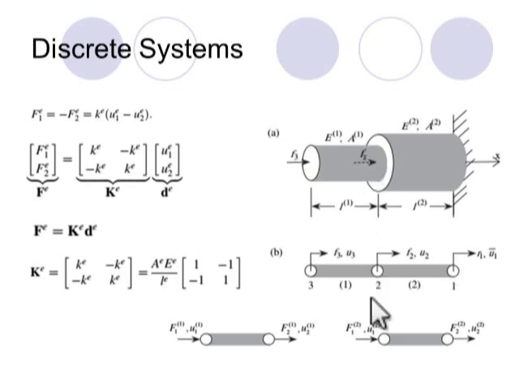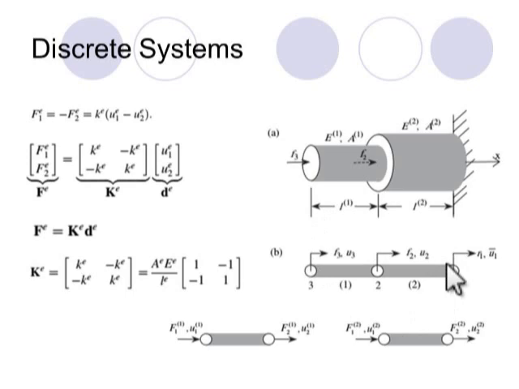The middle node is 2, and the left node is 3. So if I look at the problem, element 1 has the nodes 3 and 2, and element 2 has the nodes 2 and 1. Now these numbers are called global numbers, because this is the model of my complete problem.